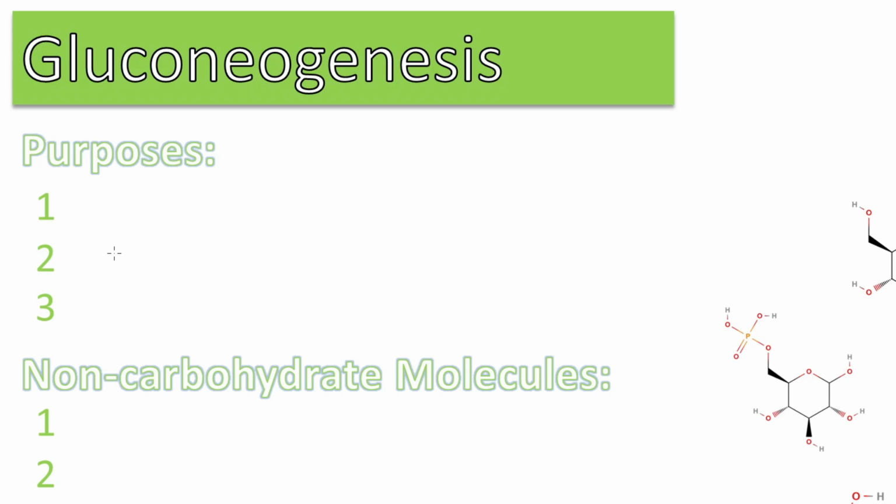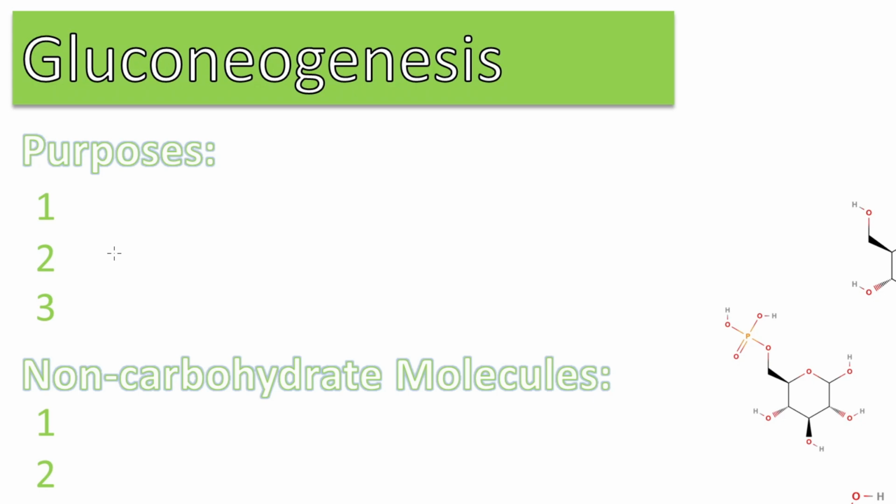So what is gluconeogenesis? Unlike glycolysis, where you broke down glucose into pyruvate molecules, in this case, we're going to form glucose from scratch. And that means we're going to use non-carbohydrate molecules to form glucose. And that includes many types that we're going to talk about. But before we get into that, let's talk about the purpose of gluconeogenesis. Why do we want to use this pathway?